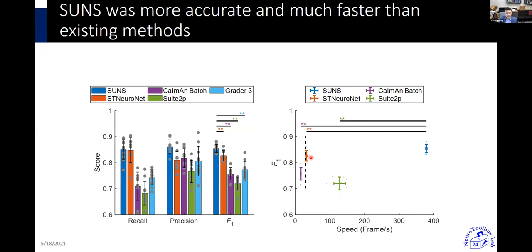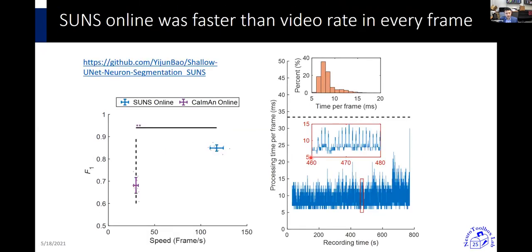Lastly, we also developed an algorithm that can process this frame by frame. So it doesn't have omniscience over the entire set of frames for the entire movie, and instead looks only at the recent history.